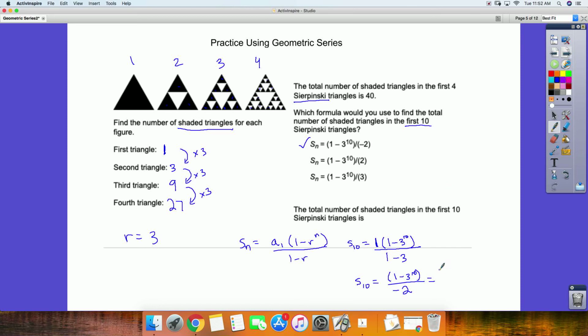It is 1 minus 59,049 all over negative 2. So let's do 1 minus. That is going to give you negative 59,048 divided by the negative 2. And that gives you a crazy answer of 29,524 triangles. That is insane. You definitely would not want to continue the pattern and then add everything up. We just want to use the formula.